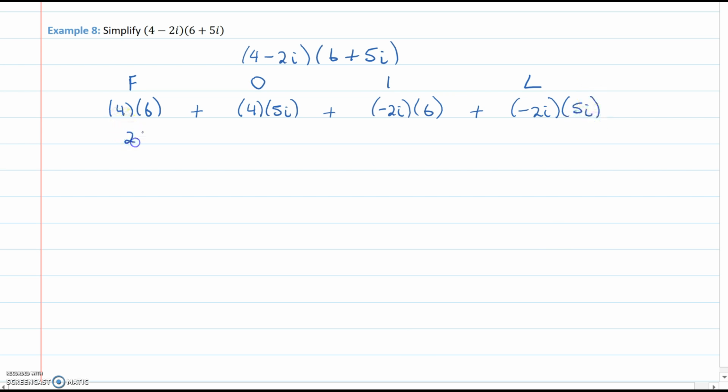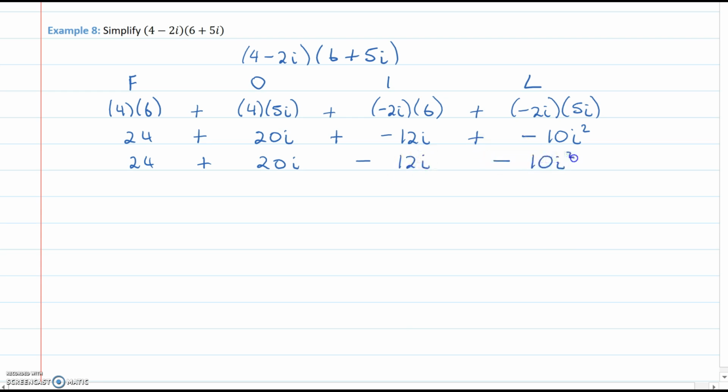Okay, so 4 sixes are 24, plus 4 by 5i is 20i, plus negative 2i by 6 is minus 12i, and this is plus negative 2i by 5i is negative 10i squared. Okay, so if we have two signs coming together, a plus and a minus coming together, or two minuses coming together, we have to resolve those first. So this would be 24 plus 20i, plus minus is a minus 12i, and plus minus is minus 10i squared.